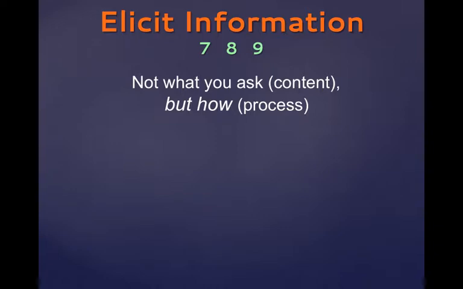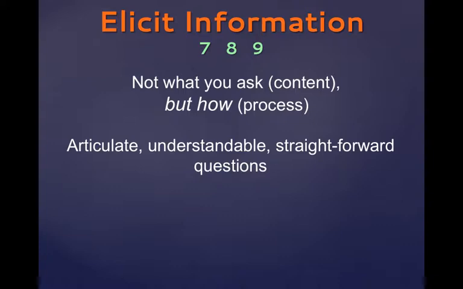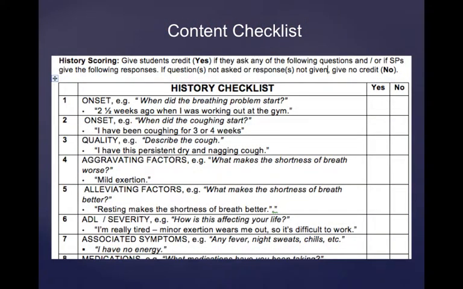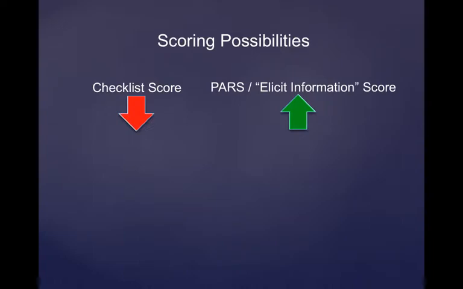When you elicit information, it's not so much what you ask, which would be the content, but how you ask. So we're looking for articulate, understandable, straightforward questions. And it's different from the content in the sense that when you're asking specific history questions, the standardized patients will check off whether you asked the relevant questions or not, or whether or not the standardized patients gave the appropriate information based upon your interaction. So that's a simple yes-no checklist. So there's some scoring possibilities.